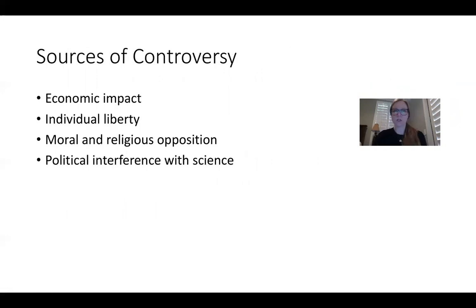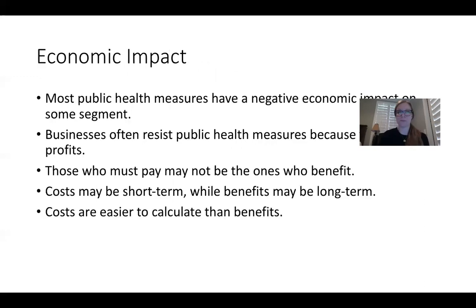Sources of controversy: epidemic or economic impact, we've seen this; individual liberty; moral and religious opposition; political interference with science. So these are the parts where public health has such controversy, and we're seeing it. And so how can we make this better? By being aware of what the controversies are in public health, and these are the major topics of how they are affecting and making it controversial in this area of public health.